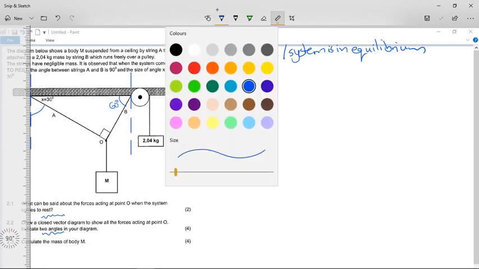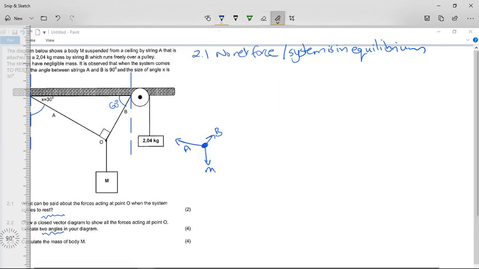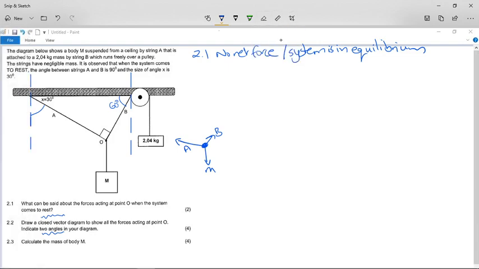Okay, let's turn the ruler off. This angle here must be 60 degrees. Okay, and then if that is 60, this angle between the vertical and B must be 30 degrees. So now if I want to draw this as a closed vector diagram, I can start here by drawing first this vector M downwards, okay, and I'm going to draw vector B head to tail.